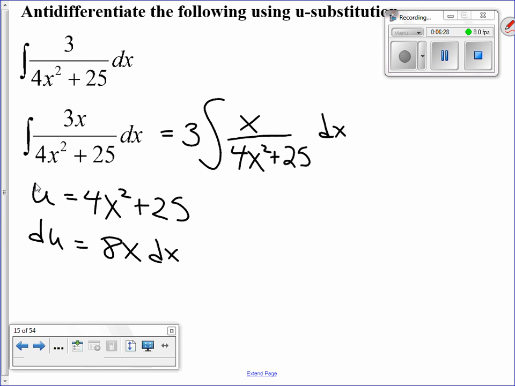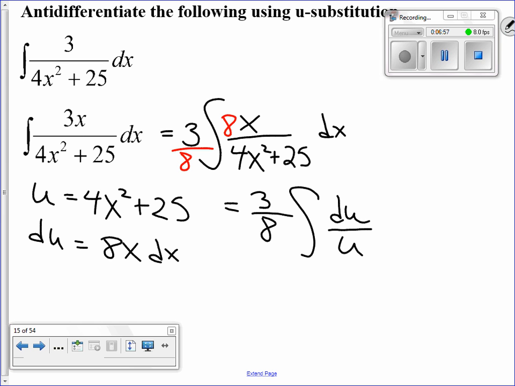I heard it. 8. So if we put an 8 inside, we divide by 8 outside. Multiply by 8, yeah, divide by 8. So this time, we're going to rewrite it. What do we get in terms of u? It's u over u. Oh, that's our good old friend.